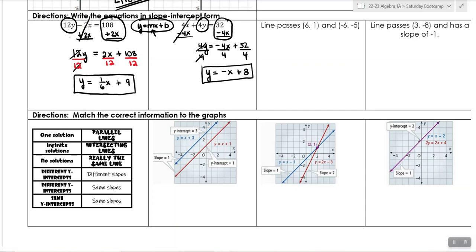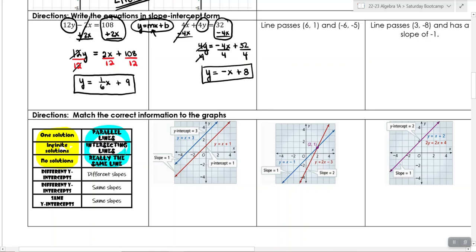What I did here is kind of like a little matching game. These 3 choices right here belong to one of the graphs. One of these graphs is one solution, one is infinite solution, and one is no solution. Then, I'm going to give you time to do all 4 of them.